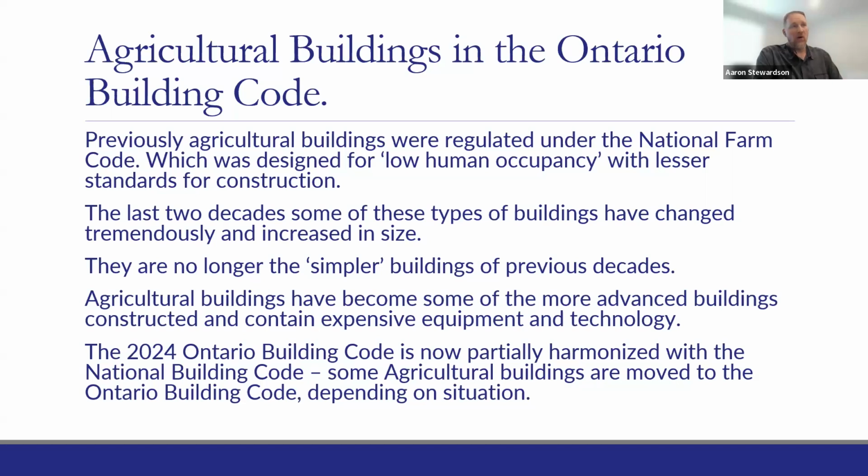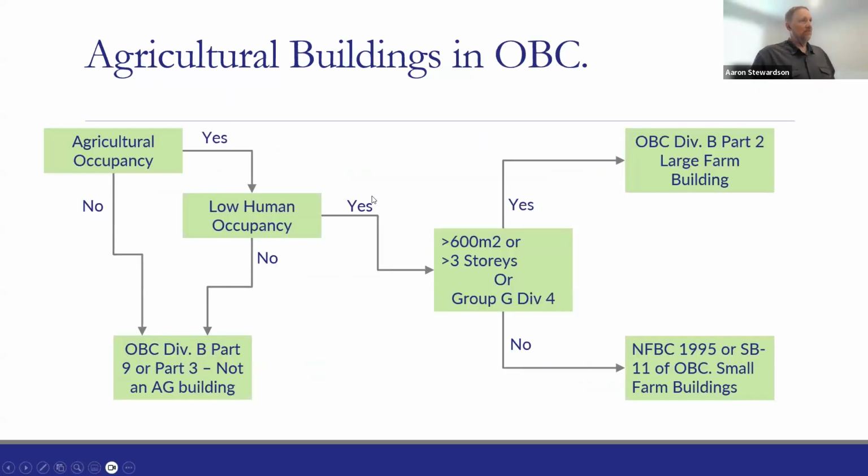So how do we know which code to use? Because the 1995 National Farm Code is still in effect and the Ontario Building Code is in effect. So essentially, this is the flow chart that has been created.